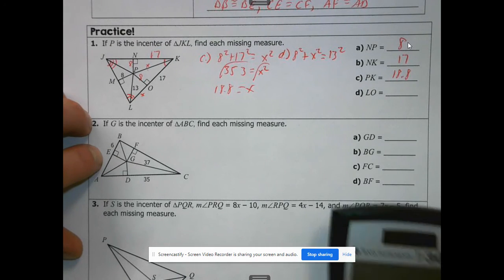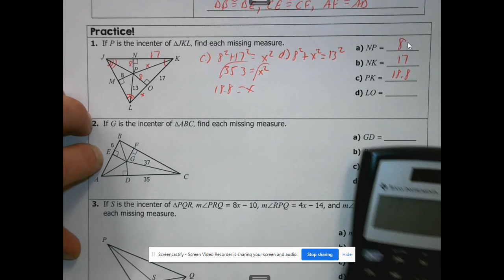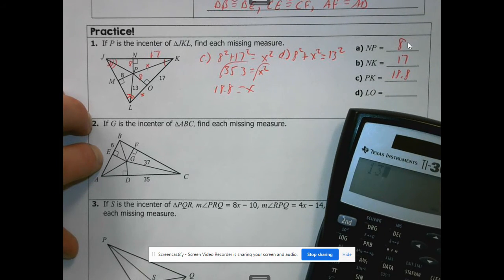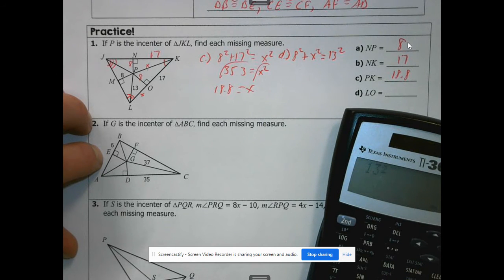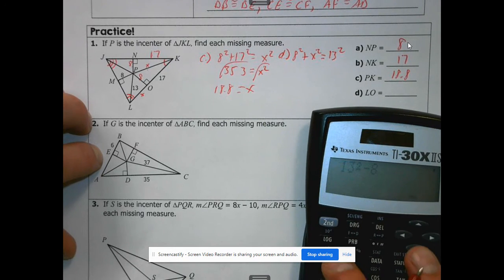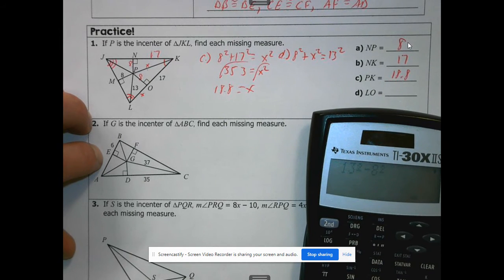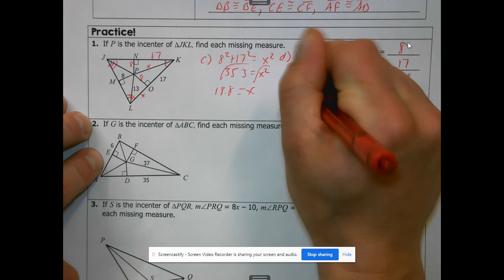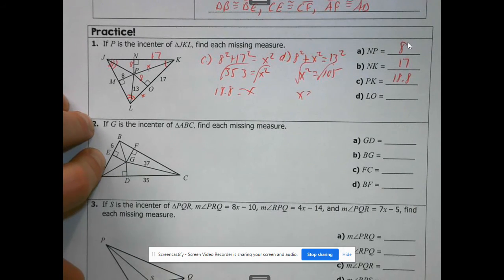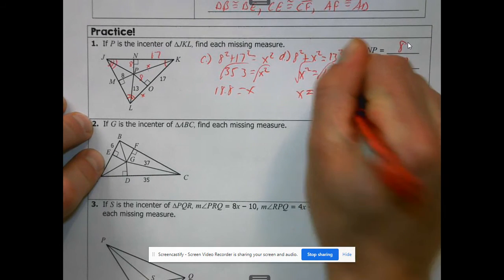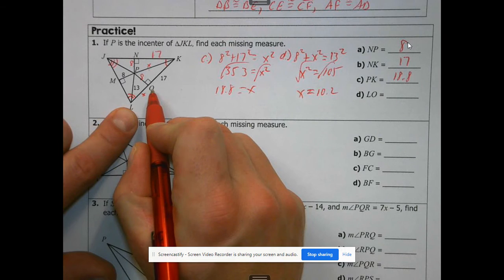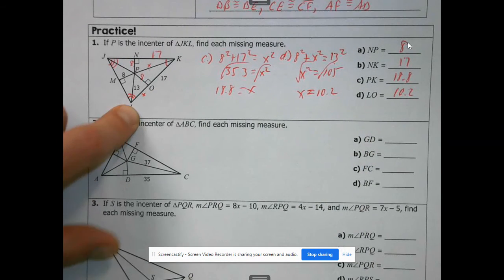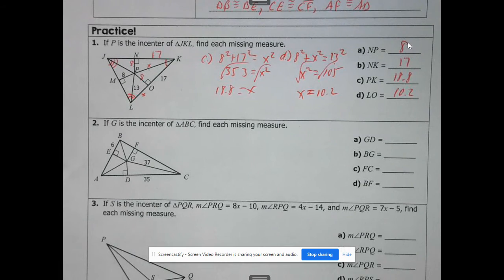Subtract over the 8 squared, so 13 squared minus 8 squared. That comes out to be 105. So X squared equals 105. Square root that. That comes out to be the square root of 105, 10.2. So from L to O is 10.2. Lots of Pythagorean theorem, guys. You'll be masters at the end of this lesson.